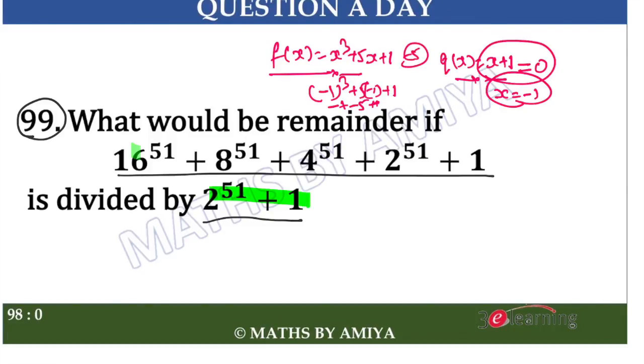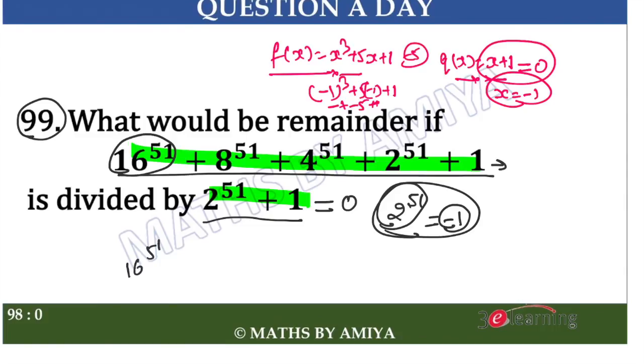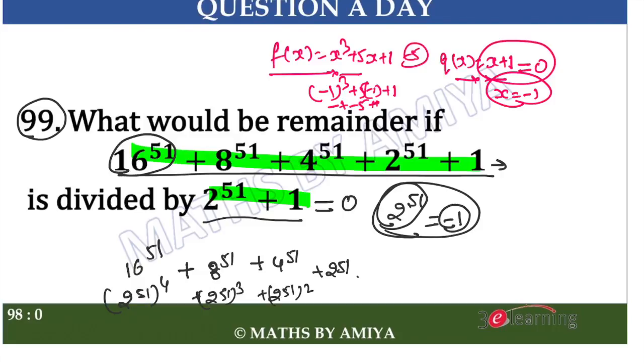So whenever you have such an expression in remainder functions, the remainder theorem, or number system, just set the divisor expression equal to 0 and get the exponential value. What is this? We have 16 raised to power 51. Can you say this one is nothing but 2 raised to power 51 raised to power 4? This one is 8 raised to power 51, that is nothing but 2 raised to power 51 raised to power cube, because we know 8 is 2 cube, plus 4 raised to power 51 is nothing but 2 raised to power 51 whole square, plus 2 to the power 15 plus 1. So this one is our dividend expression.